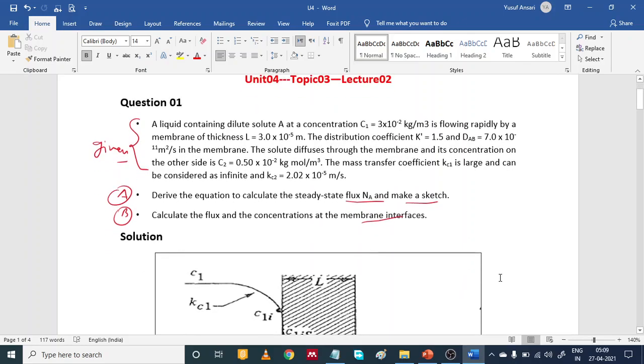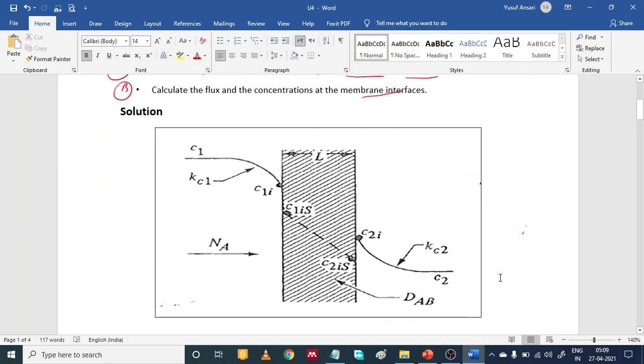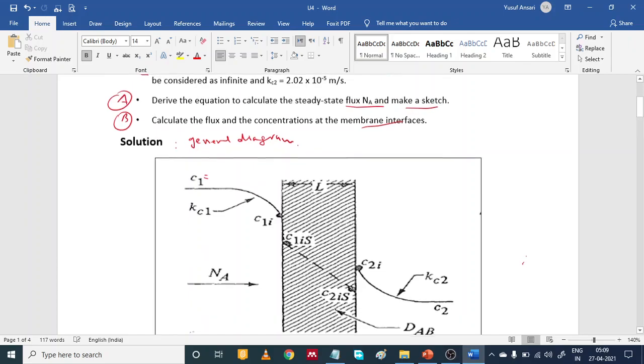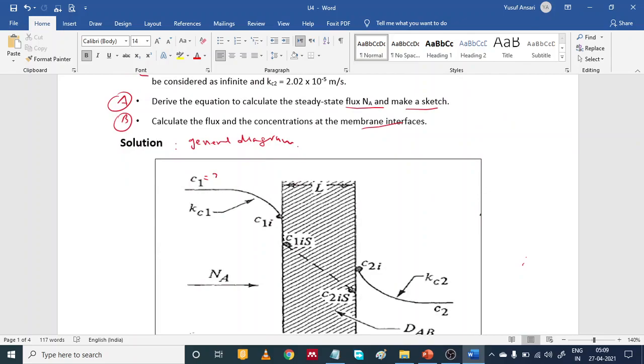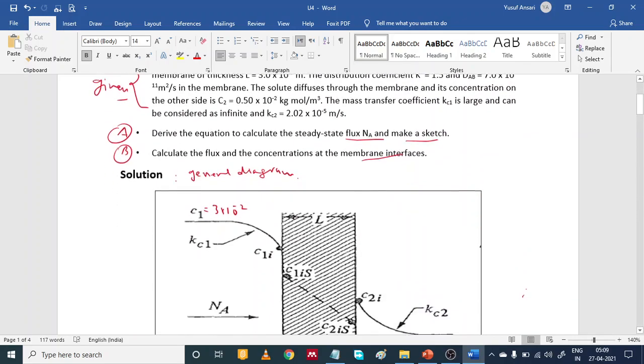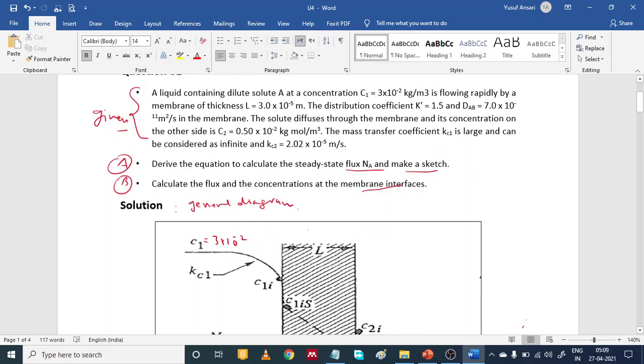In the solution, we first look at the general diagram. This is not the final diagram; it is a general diagram where we are working. C1 is given in our question as 3 × 10⁻², and the thickness is 3 × 10⁻⁵.